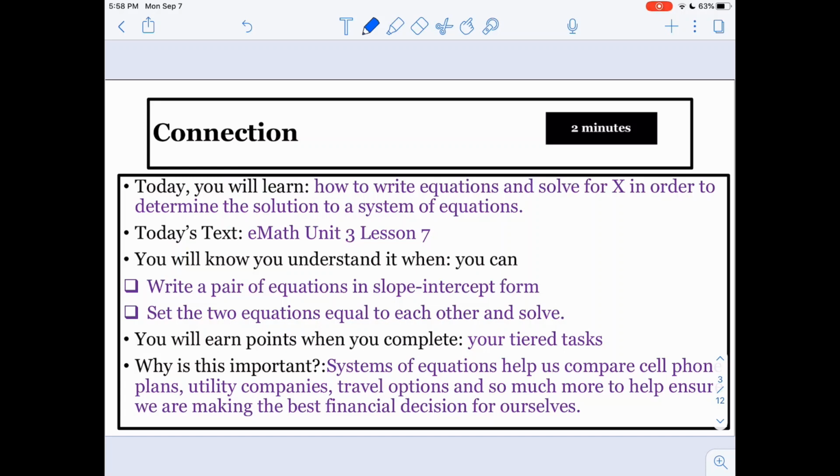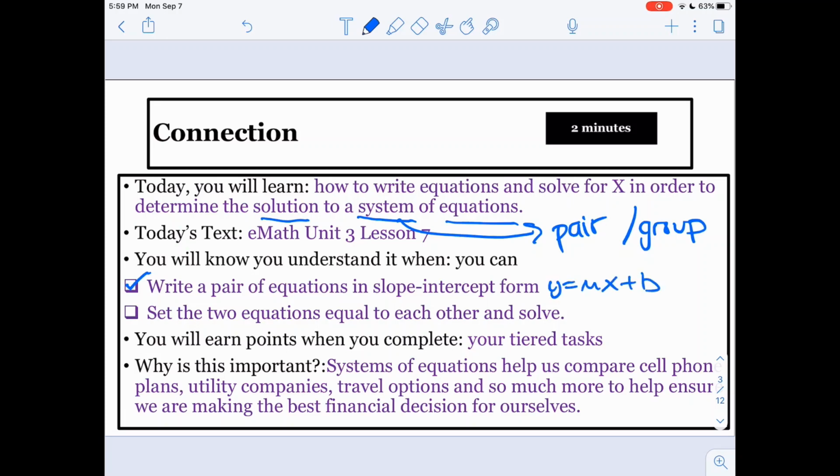Today we're going to learn how to write equations and solve for x in order to determine the solution to a system of equations. A system of equations is simply a pair or group of equations that are related to each other. You'll know you understand it when you can write a pair of equations in slope-intercept form, and when you can set them equal to each other and solve.